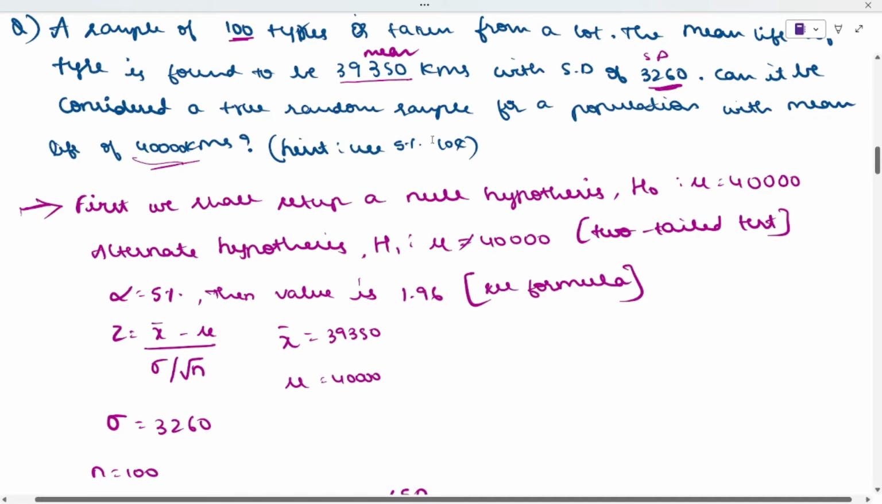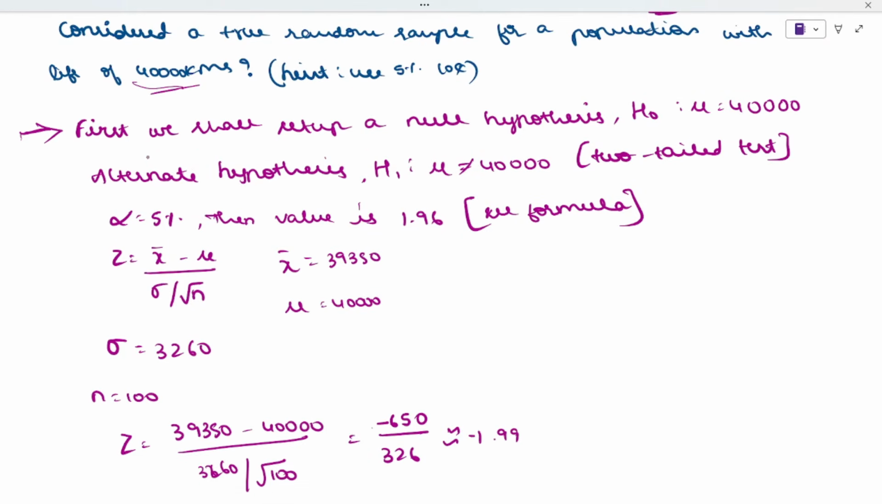Okay, they have not given this. Now first we shall set up a null hypothesis, that is 40,000 kilometers. The alternate hypothesis is mu is not equal to 40,000, that is according to a two-tail test. Okay, alpha is equal to 5%.